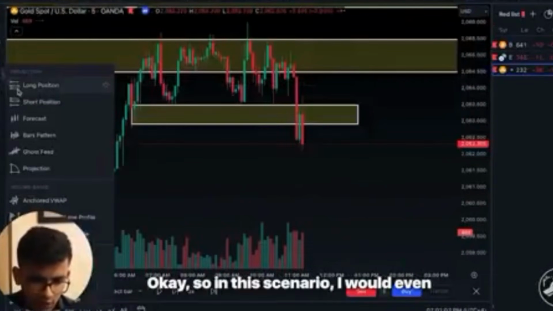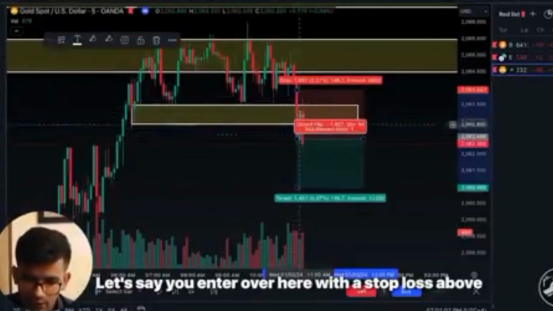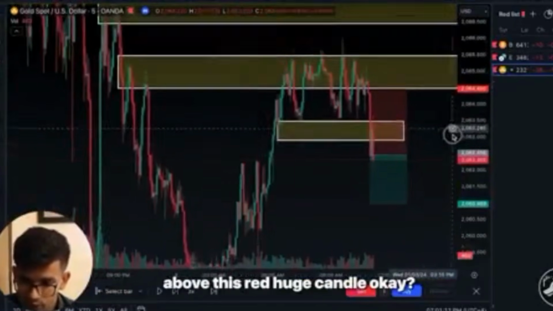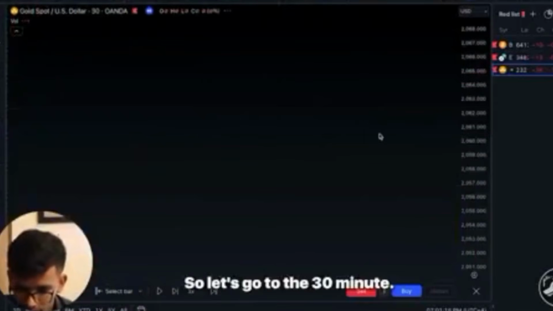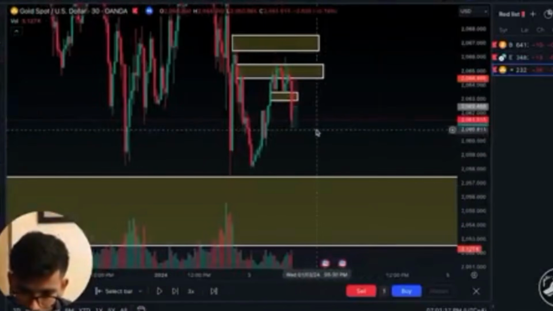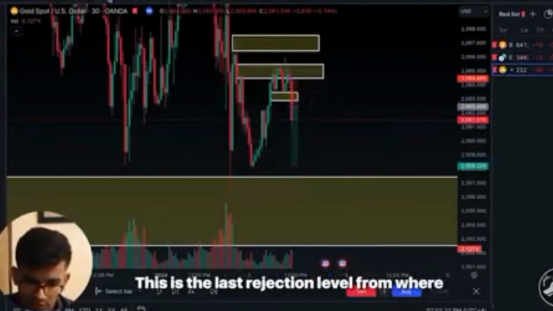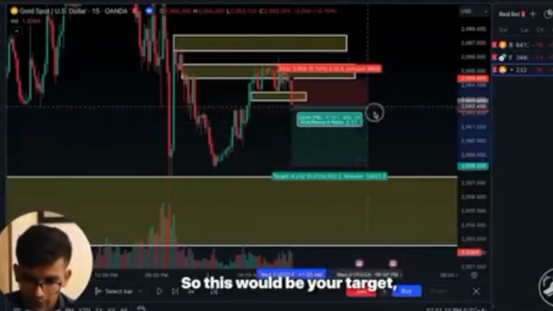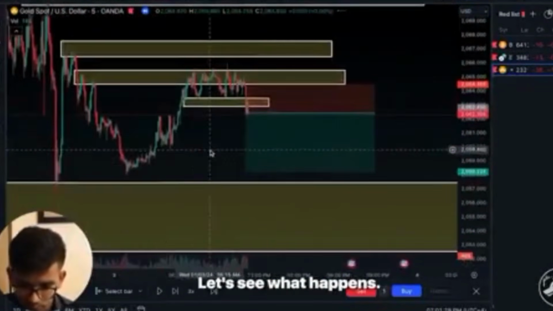Okay, so in this scenario, I would even enter directly, because like I said, this is an A plus setup. Let's say you enter over here with a stop loss above this huge red candle, okay? Your target will be the next rejection zone. So let's go to 30-minute. This is the last rejection level from where the price rejected towards the upside. So this would be your target, which is a beautiful 1:2 risk to reward ratio. Let's see what happens.